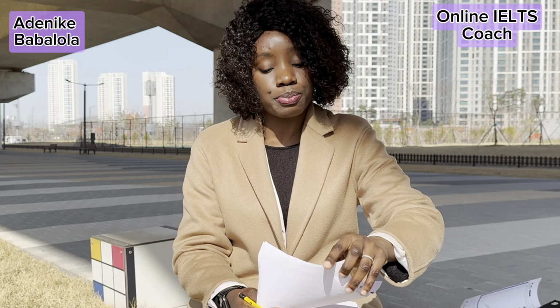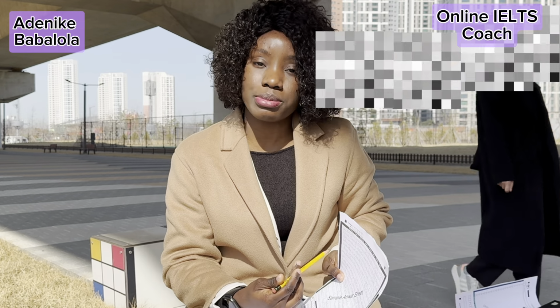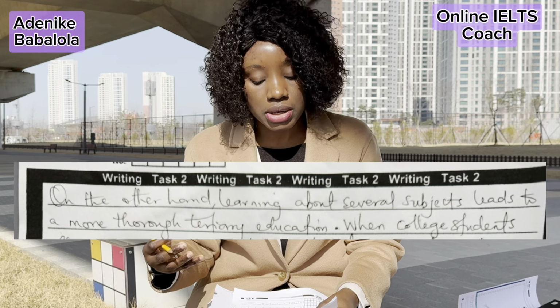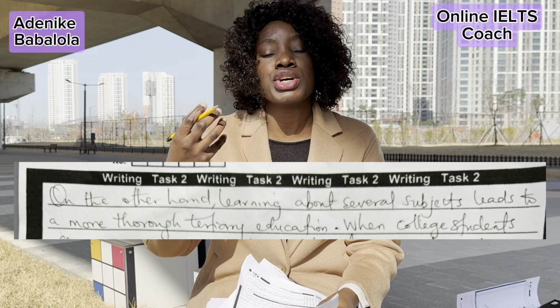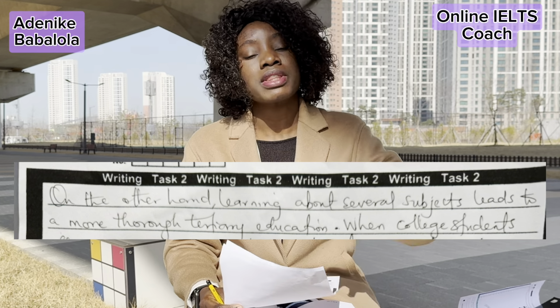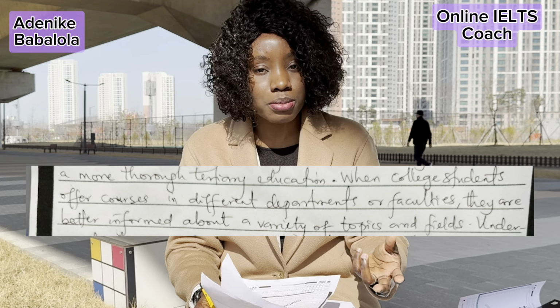But the job is not done. You have to go on to talk about the other people who said you should study more than one. Okay, and that's what you have in my second body paragraph. Now I'm going to read the topic sentence to you. When they learn about several things, they have a more thorough tertiary education. Their education is deeper, is more intensive. Okay, it means that they have touched on different aspects of things, and I build on that in my supporting sentence, where I say that if they take different courses in different departments, then they are better informed about a variety of things.